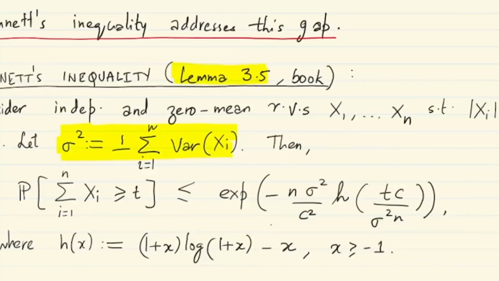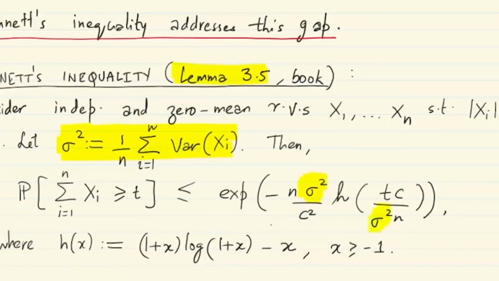It is not eta, it is n. So sigma square is basically their average variance. Then we can control the fluctuation of the sum of these independent random variables by a quantity that depends on the variance, the average variance here. Okay, so the sigma square appears here as well as here.